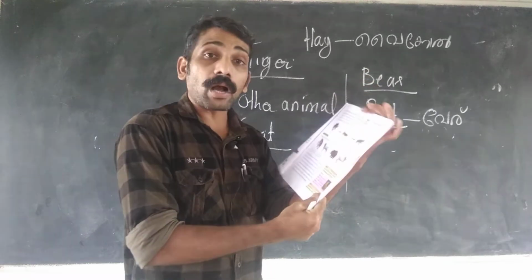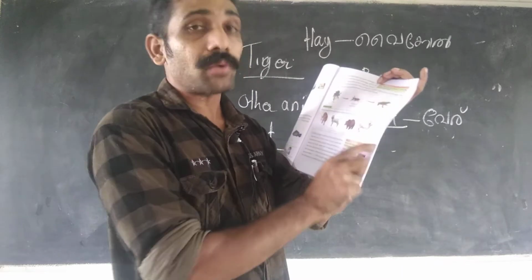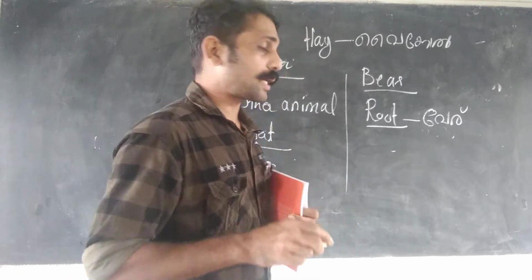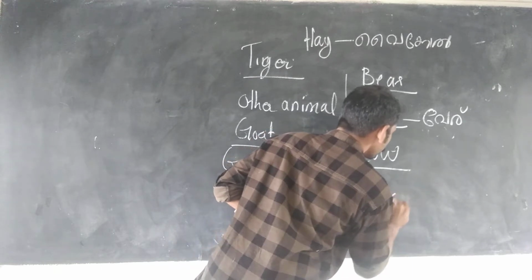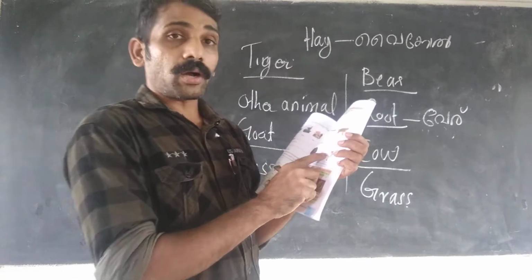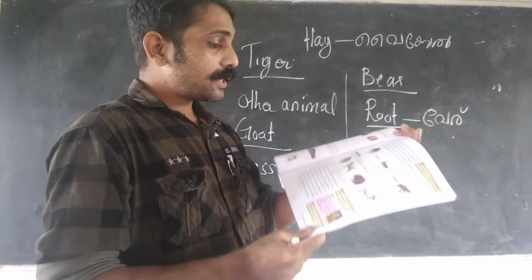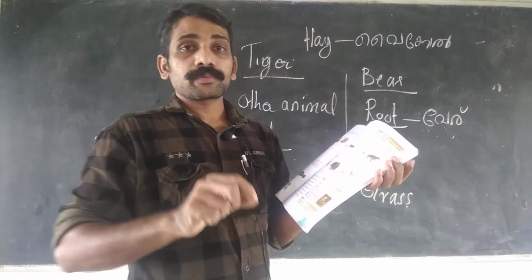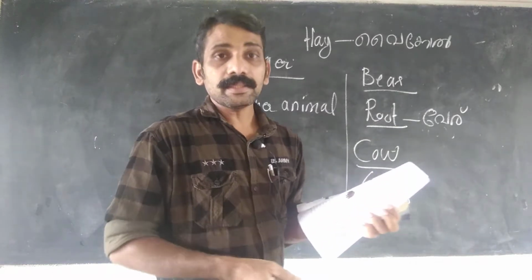Next is the cow. There is a picture of a cow and a blank below it. What is the food of the cow? You know that very well. The cow eats grass. So below the picture of the cow you write grass. So this is the activity: you have to write the food that the animal eats.